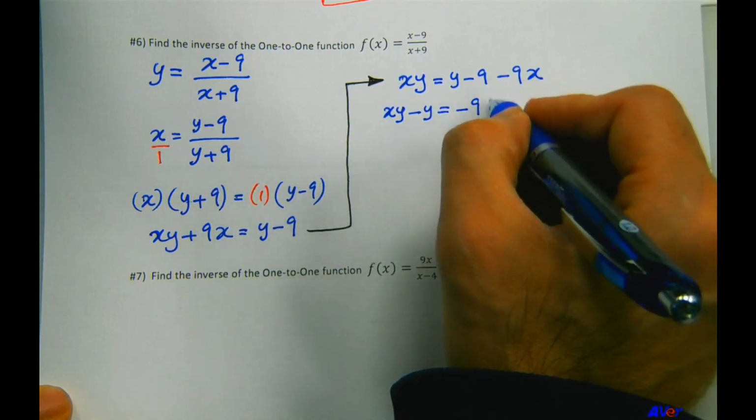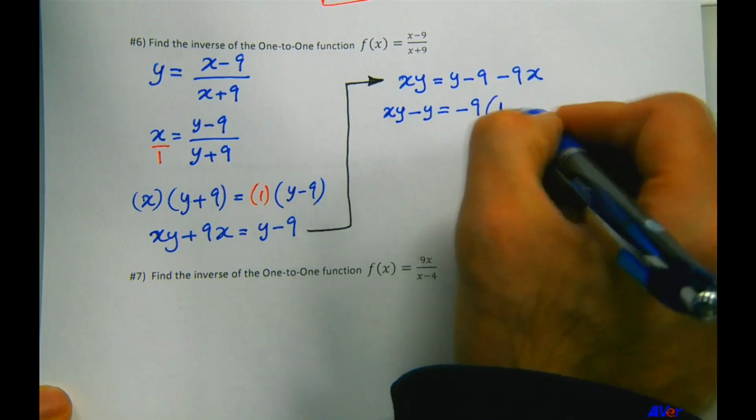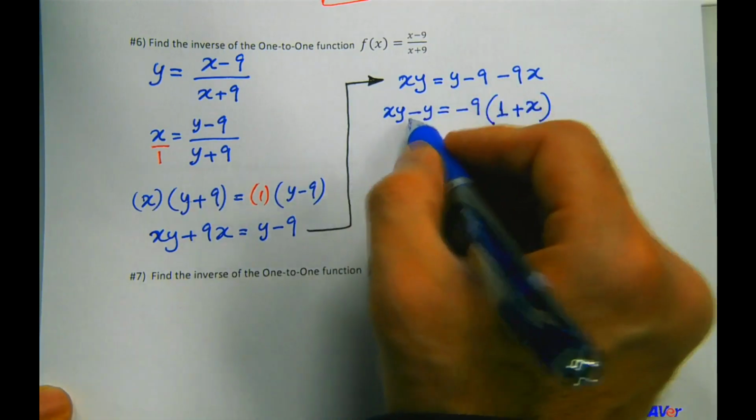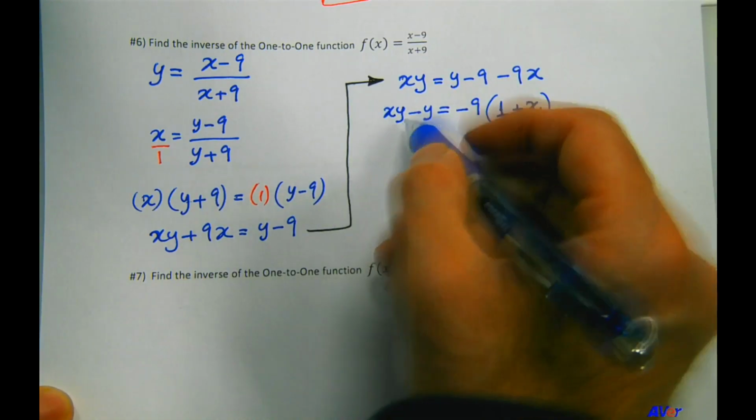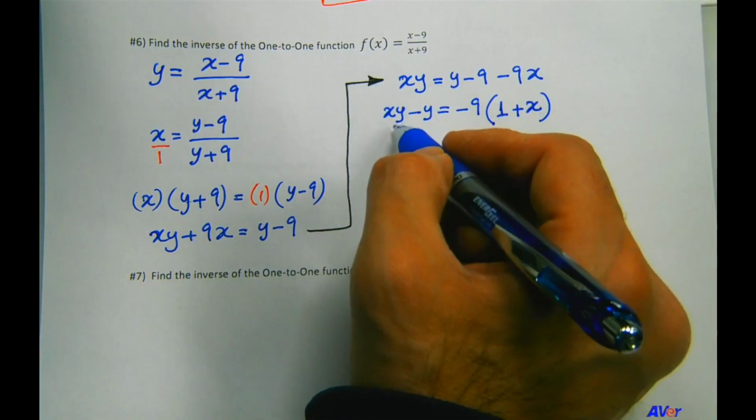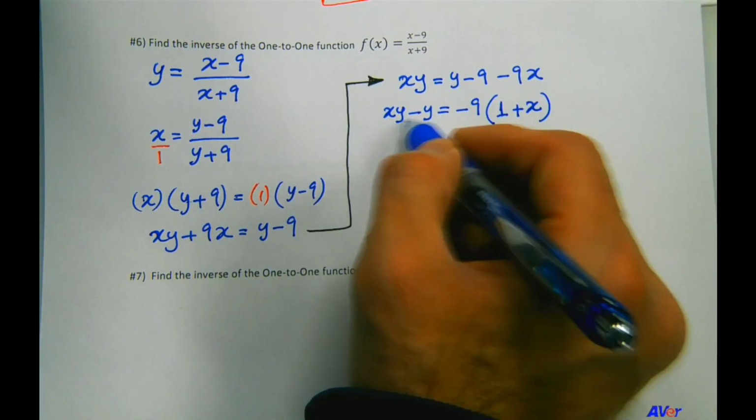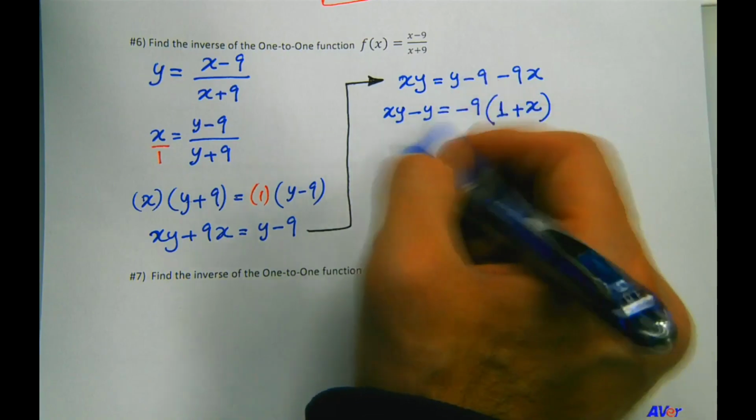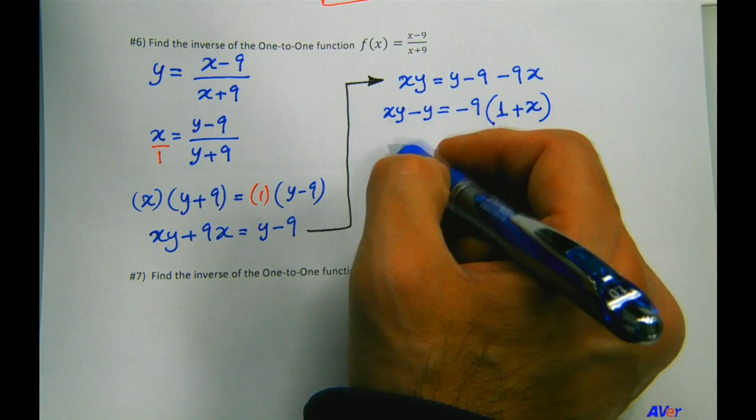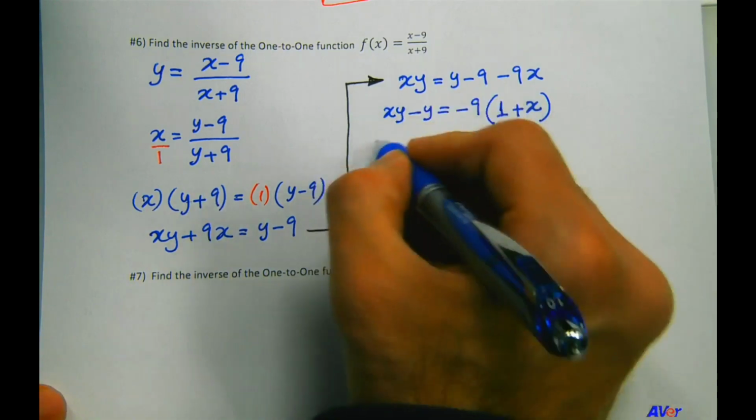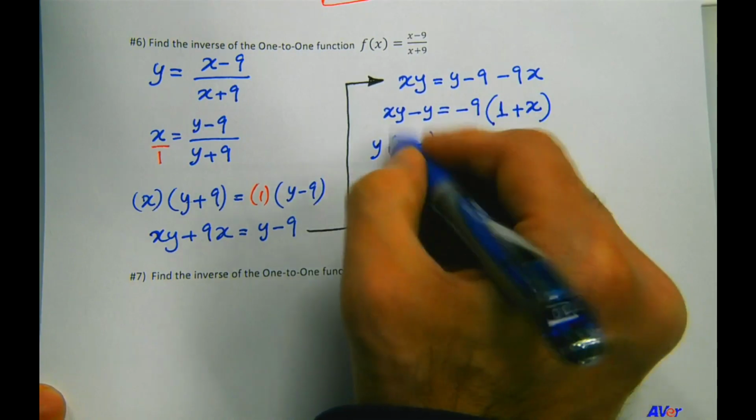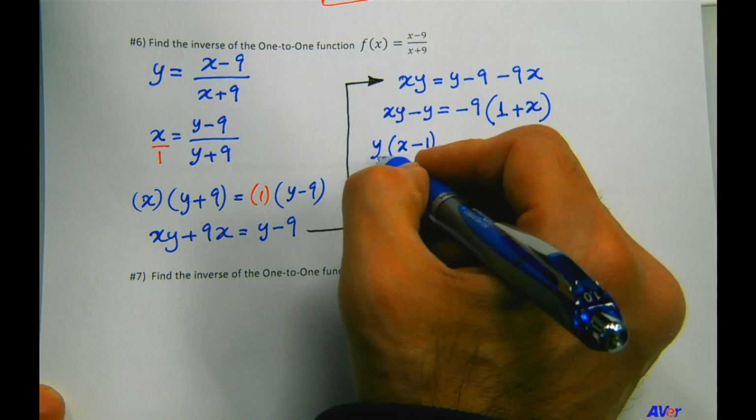Let me factor that: minus 9 times 1 plus x. So I just factored those two terms on the right. What would you do in this case? We said whenever we solve for a variable, we need to isolate it. But how can we isolate y if it appears in two terms? Well, we need to factor. So let's factor y out: y times x minus 1. Factoring is the opposite of the distributive property.